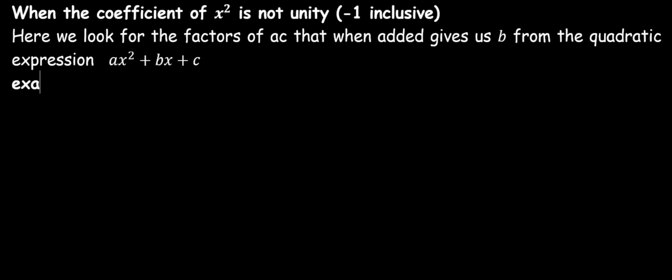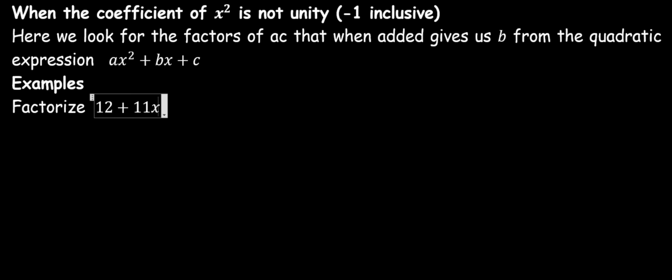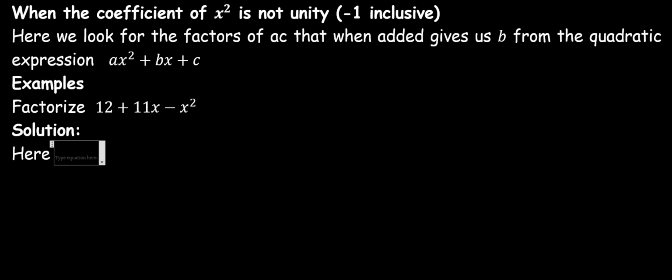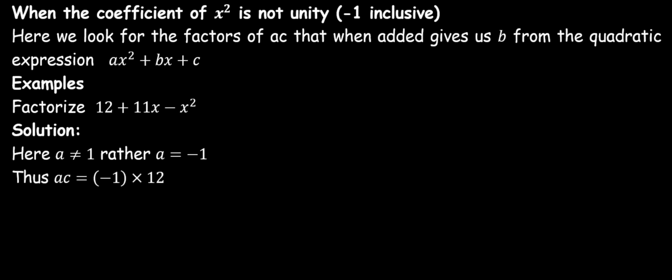Example: factorize 12 plus 11s minus s squared. Solution: a is not equal to 1, rather a is equal to minus 1. Thus, our AC will be equal to minus 1 times 12. That is minus 12. And our b is equal to plus 11.